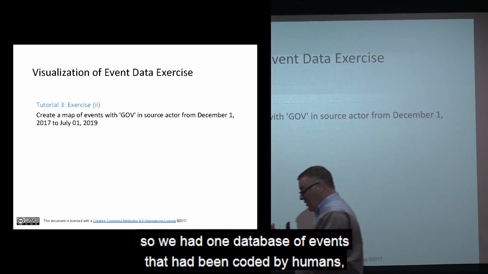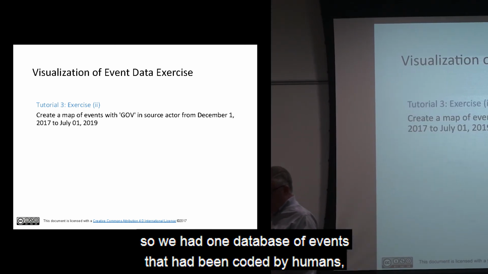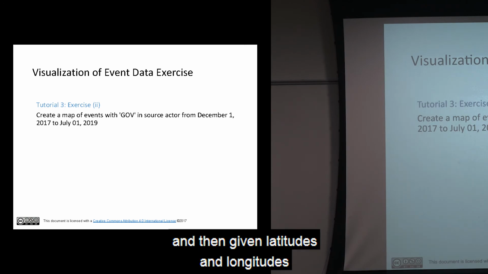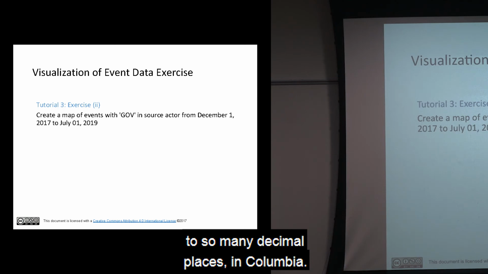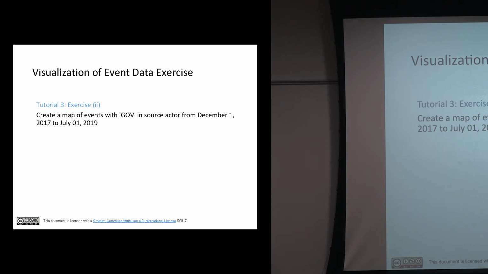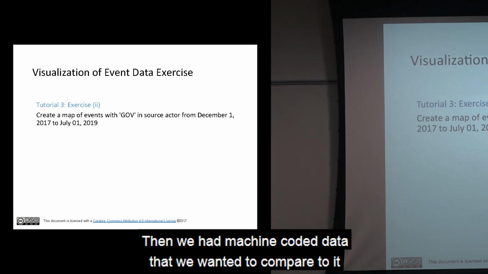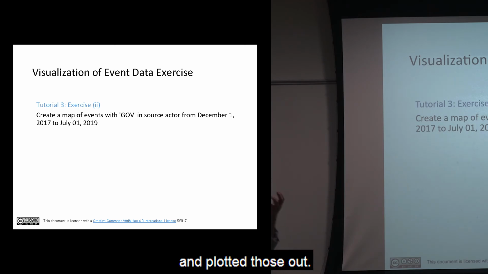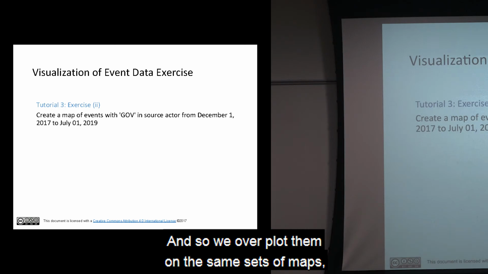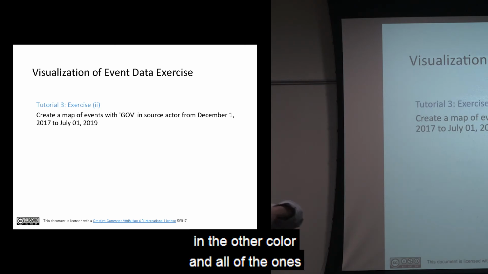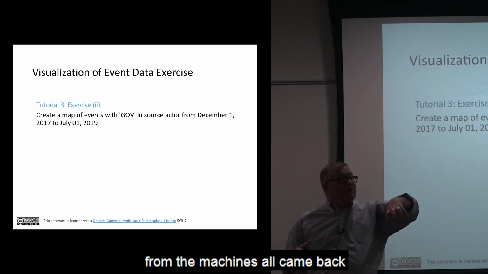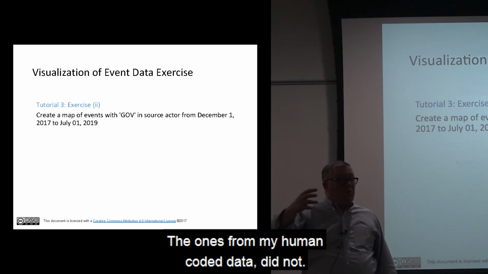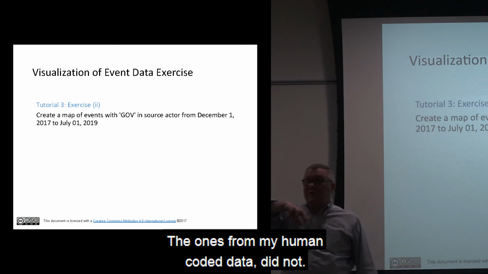We had one of these we were doing at one point, so we had one database of events that had been coded by humans, geolocated to the province and the city, and then given latitudes and longitudes to so many decimal places in Colombia. Then we had machine-coded data that we wanted to compare to it, where we had machine-coded the latitudes and longitudes and plotted those out. And so we overplot them on the same sets of maps. So we put one set of dots in one color and one set of dots in the other color. And all of the ones from the machines all came back within the contiguous borders of Colombia. The ones from my human-coded data did not.